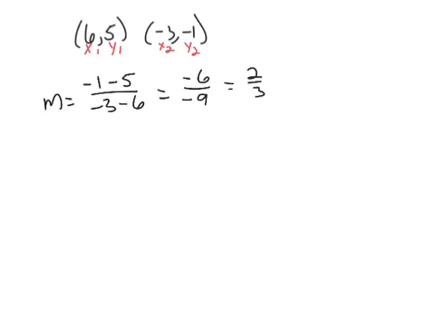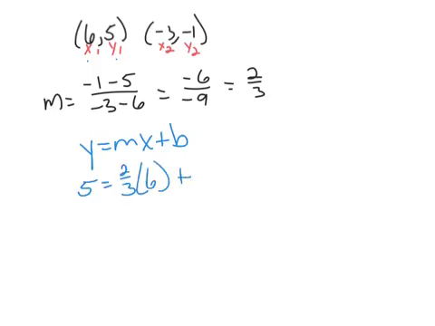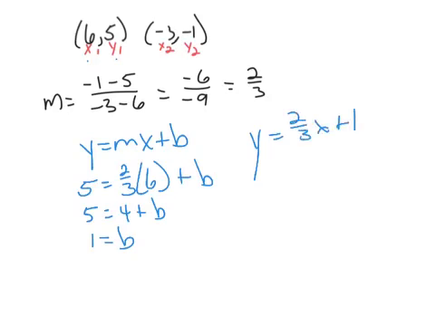So there's my slope. Then I choose one of these points. I'm going to choose this one because they're both positive, and that usually makes it a little bit easier. And I'm going to substitute that into y equals mx plus b. Again, I have an x and a y, so my y value is 5. My slope is 2/3, and I'm going to multiply that by 6, and then I have plus b. So 5, when I multiply 2/3 by 6, I get 4, and b ends up being 1. So my final answer is y is equal to 2/3 x plus 1.